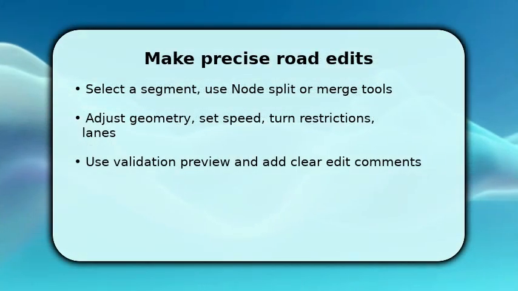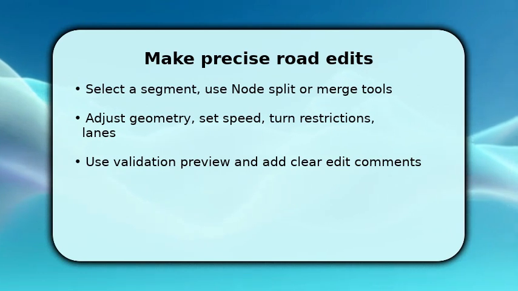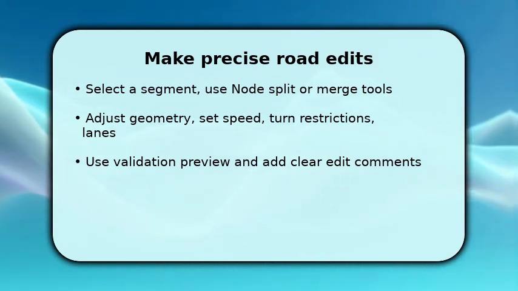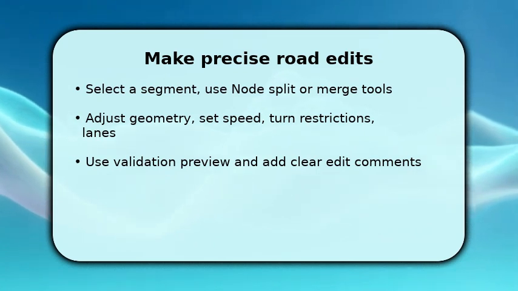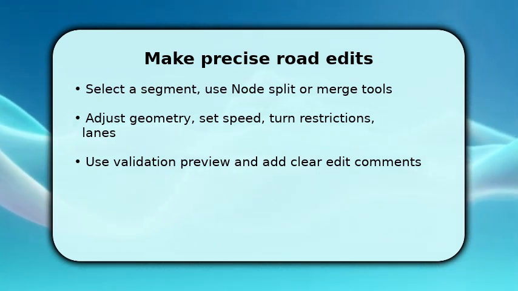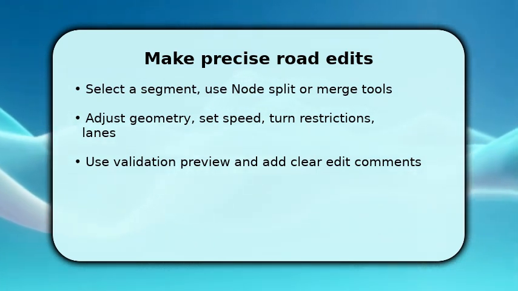You now perform the core edits. Pick a segment and decide whether to split, merge, or reshape it. This affects navigation routing directly. Then edit geometry carefully, update speed limits, add lane counts and turn restrictions so routing reflects real-world flow.